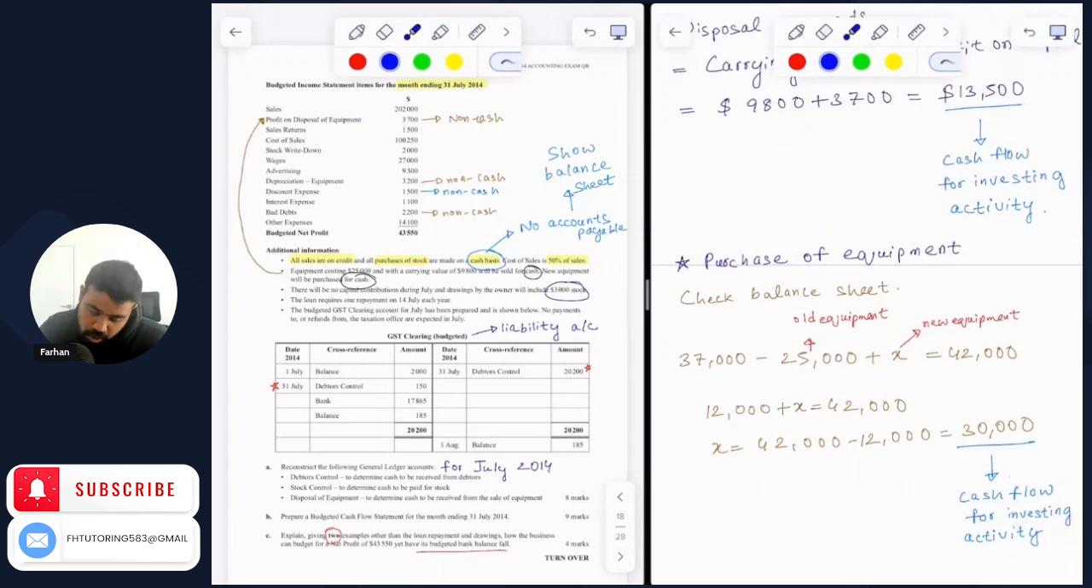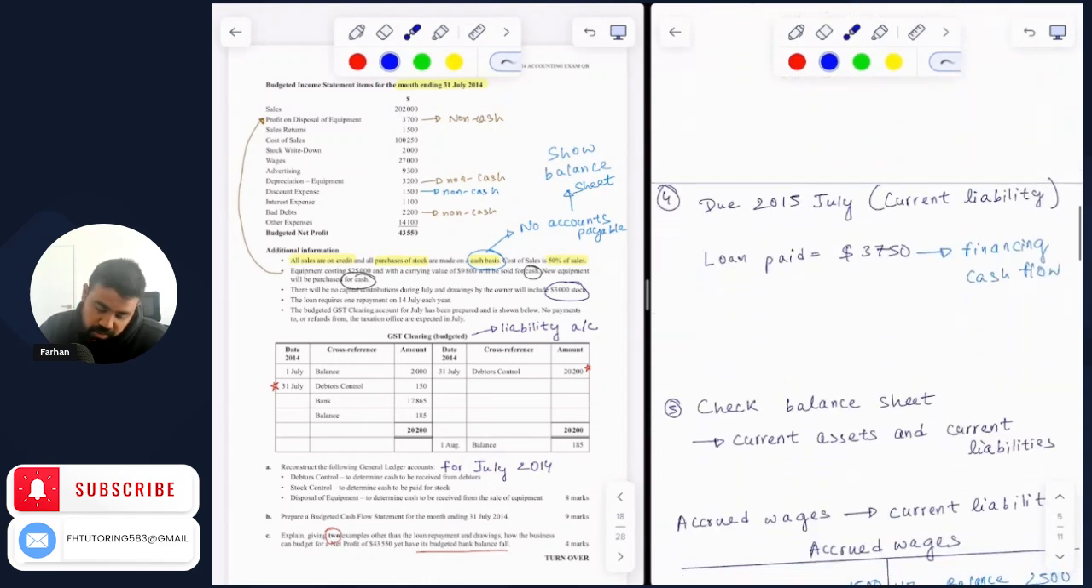All right. So what's next? Next we have the loan.